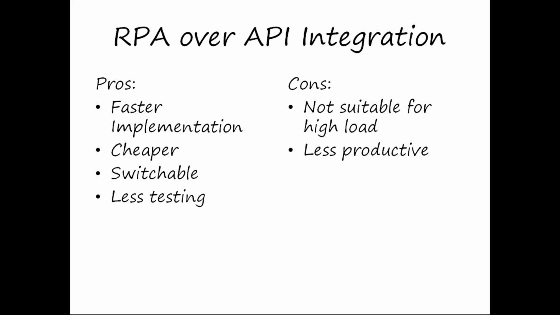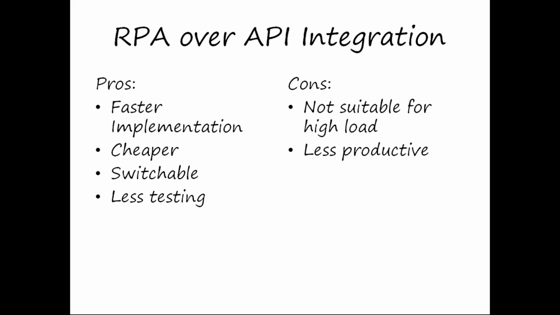Why not integrate directly? When we say RPA, it's faster in implementation. Not faster in execution, but faster in implementation. It will take hardly 1 or 2 months to get this process up and running. But whenever you integrate, you have to expose an API from the other side, then integrate it. It will take some time. When it's faster in implementation, it's cheaper also.